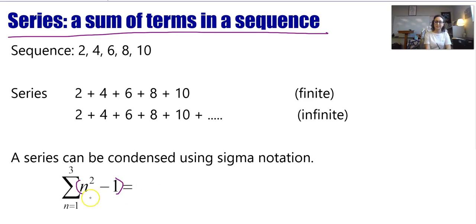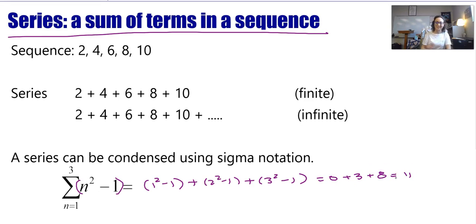Okay, so this expanded, if I plug in 1, I'd have 1 squared minus 1. Let me go ahead and write this. And sigma is S for what again? For sum. So then I'm going to add. Now I'm going to plug in 2 for n. So I have 2 squared minus 1 plus, and then I'm going to plug in 3 for n. So I have 3 squared minus 1. So, cleaning this up, I've got 0 plus 3 plus 8, which is 11, okay?